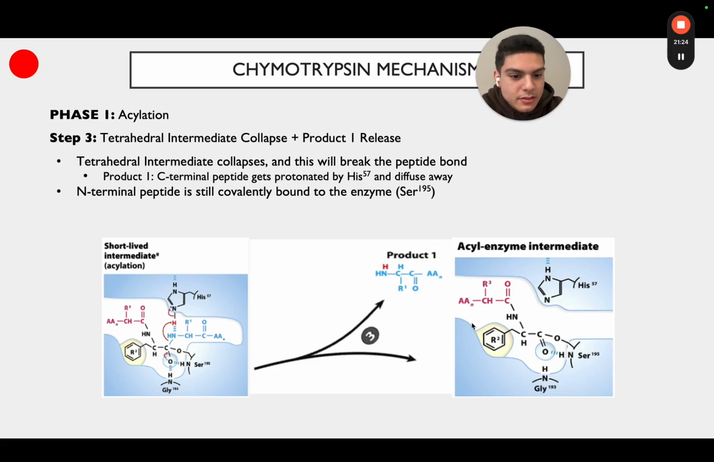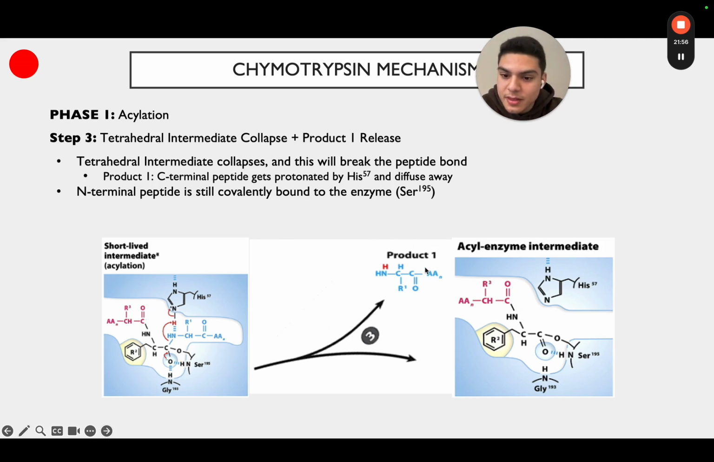And so now that we have this acyl enzyme intermediate, it's stable as it is. The reason why is because we have the hydrophobic pocket keeping the peptide fragment bound. We also have this oxyanion hole being stabilized by the hydrogen bonds of serine 195, and it's covalently bound as well. So this is something to keep in mind as we're forming this stable intermediate.